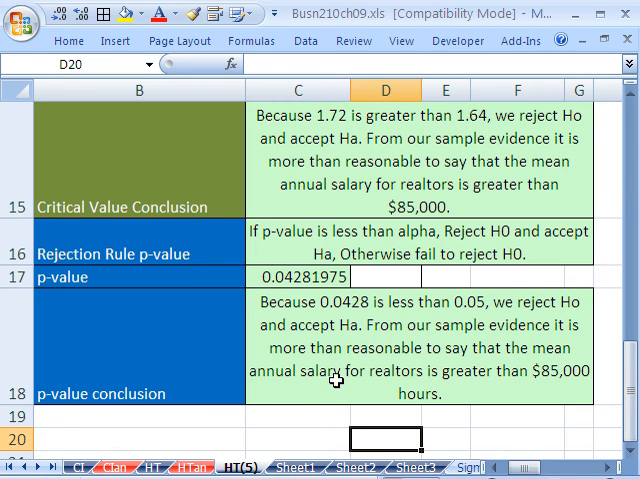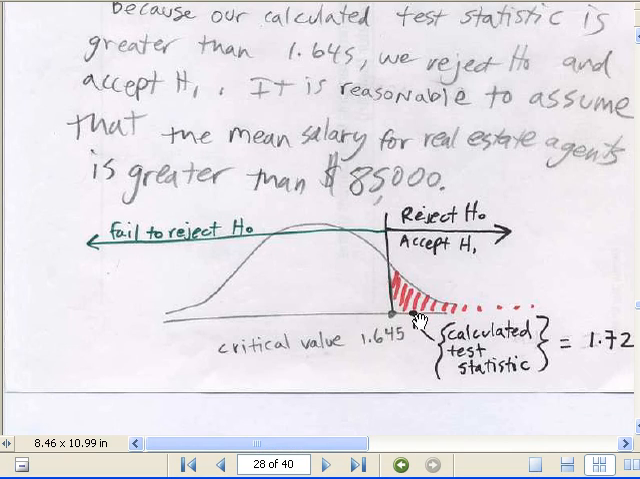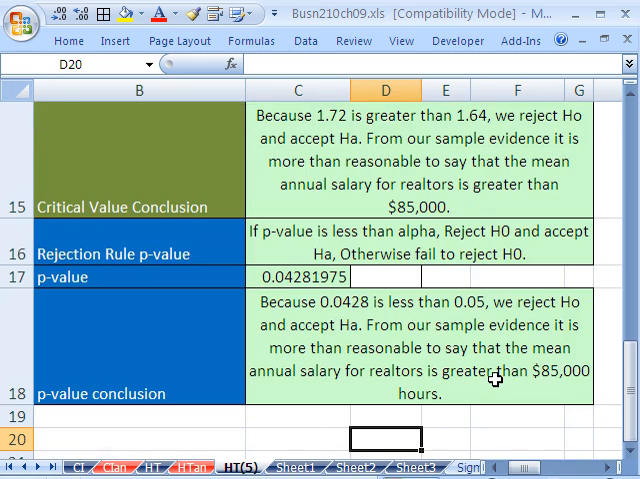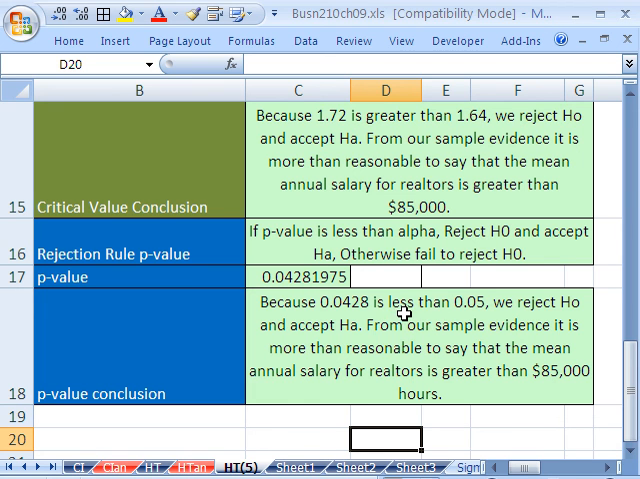Now I want you to notice something. In our critical value conclusion, we said because 1.72 is greater than 1.64. See that? Greater than that one, we rejected. But look at our conclusion here: because 0.0428 is less than 0.05. If we draw a picture there, visually we know that probability is smaller than the alpha. So if our p-value is less than our alpha, we reject. But on this upper tail test, we reject if our test statistic is greater than our critical value.